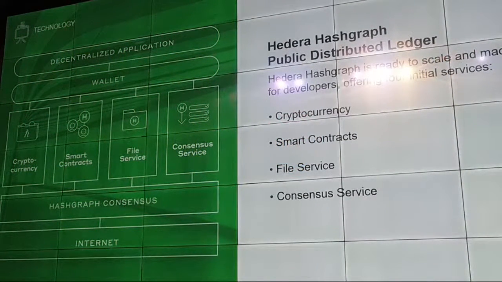Hedera Hashgraph offers four core services: cryptocurrency, smart contract, file service, and consensus service. Underlying these services is the hashgraph consensus algorithm, and below that is the internet and its accompanying protocols. Decentralized applications are built on top of the Hedera network and can make use of all these services.